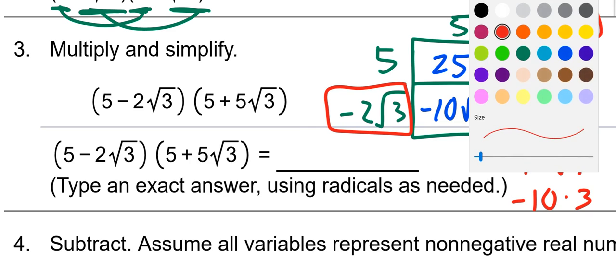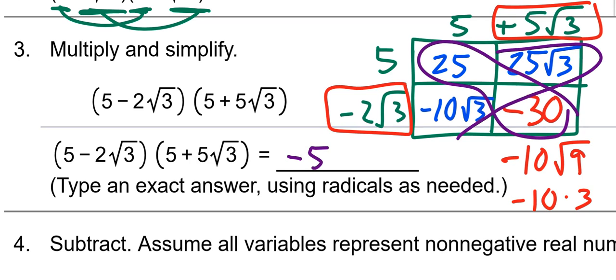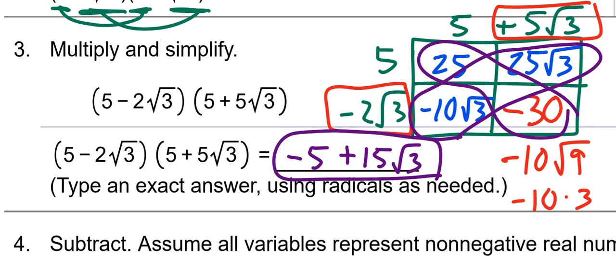Now I need to add like terms. So what do we get when we add 25 and negative 30? We get a negative 5. And what do we get when we add 25 radical 3 minus 10 radical 3? 15 radical 3. So there's my final answer to this question.